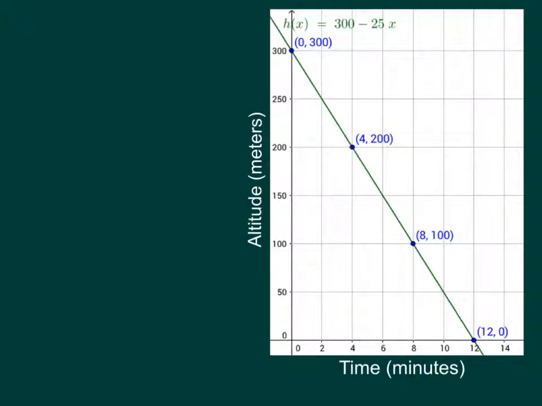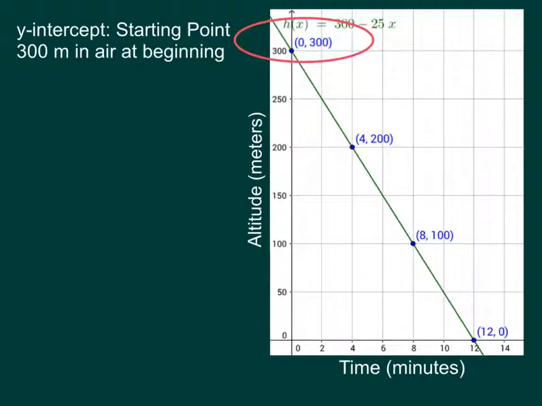Now we can look at different parts of this and try to figure out what might be significant here. So let's look at the point 0, 300 first. The point 0, 300 is the y-intercept, and that's really the starting point that we have here. Y-intercept is generally speaking a starting point. After 0 minutes, we are 300 meters in the air. That's where we are at the very beginning. So at the start of this descent that we're looking at with the linear function, we're 300 meters in the air. That's our starting point, our highest point.